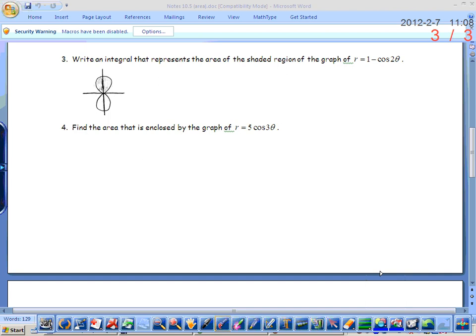Write an integral that represents the area of the shaded region of the graph of r equals 1 minus cosine 2 theta. If you just kind of visualize tracing this graph, when I hit this point right here, what is the likely theta value of that point? Pi over 2, right? So if I want to go all the way around that shaded region, what do you think the limits of integration are going to be? Yep, 0 to pi, because pi over 2 is kind of smack dab in the middle of that.